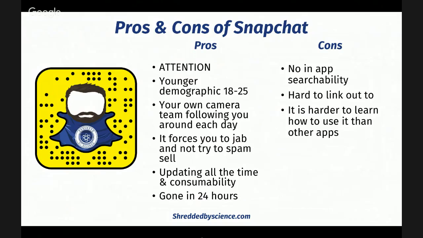Some of the cons: there's no in-app searchability, so you can't use hashtags and start looking at people who have an interest in fitness or clean eating or fitspiration or whatever it is. So it's hard to find new followers from inside the app itself on Snapchat. It's hard to link out to, so some people can see that as a con. However, you can quite easily get someone to private message you, and you can actually send them a URL during that chat, which they can click on, and it takes them to that website page.